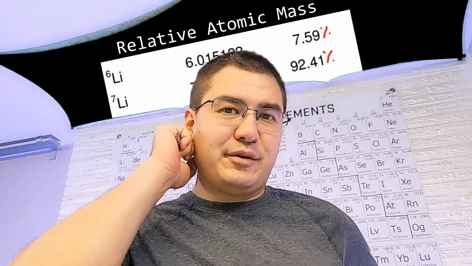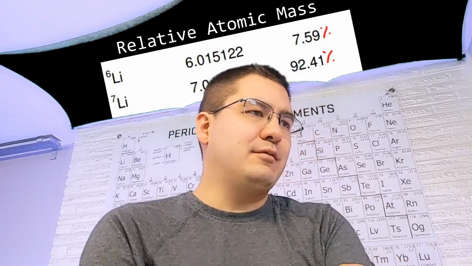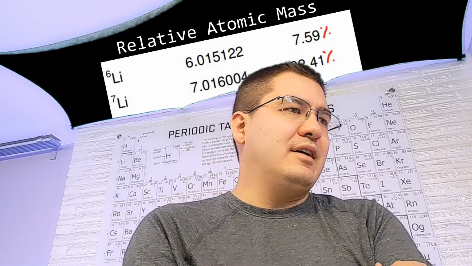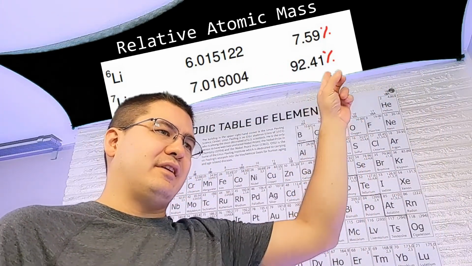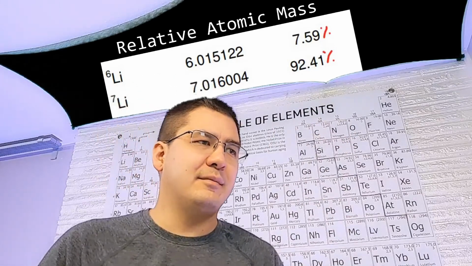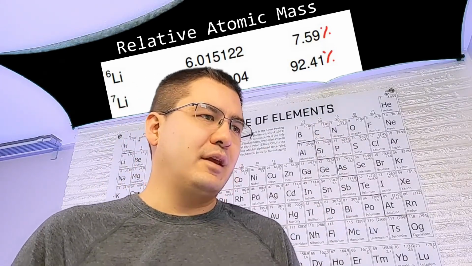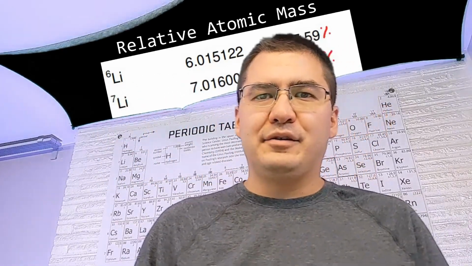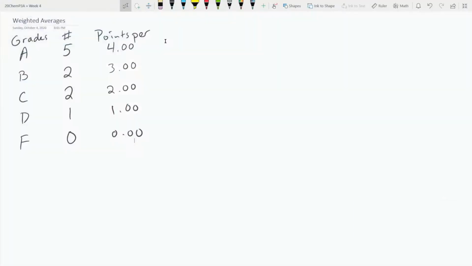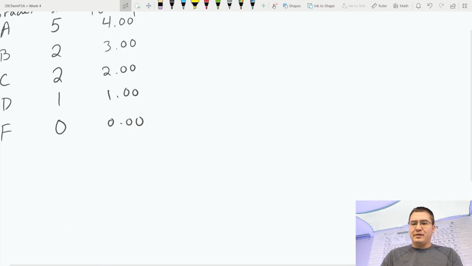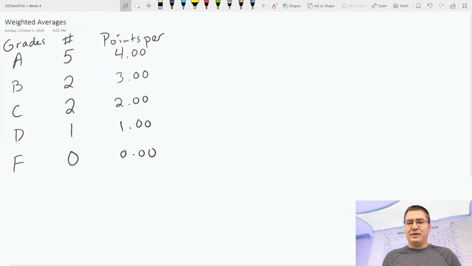All right, I'm going to go through how to calculate the relative atomic mass of a certain element, and hopefully this will help you guys. The stuff up here, some isotopes of lithium, we're going to save for a little bit and go through that soon. But to start off, I want to talk about grade point average. Hopefully this will give you an example.